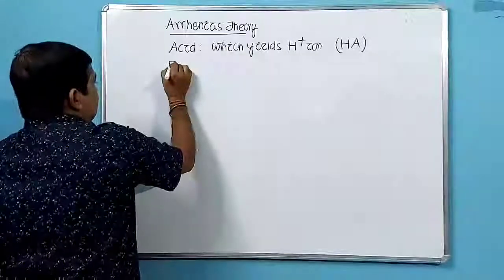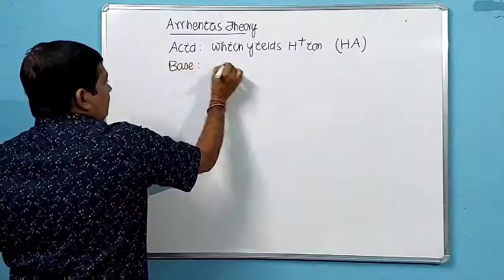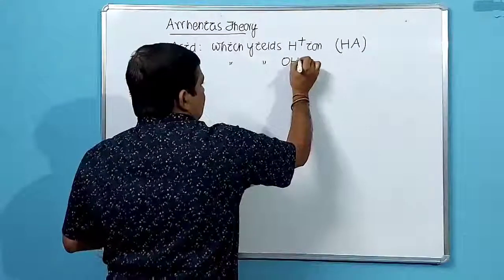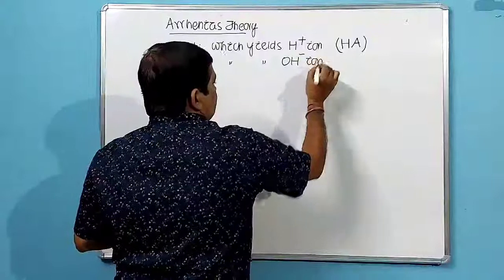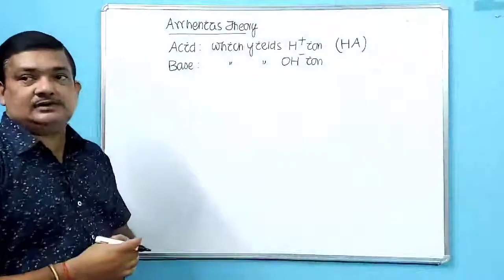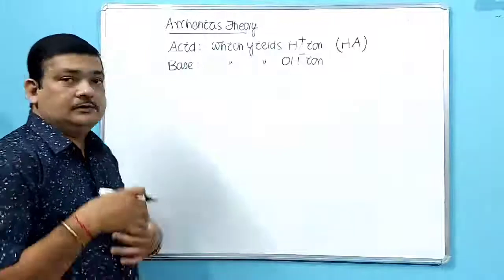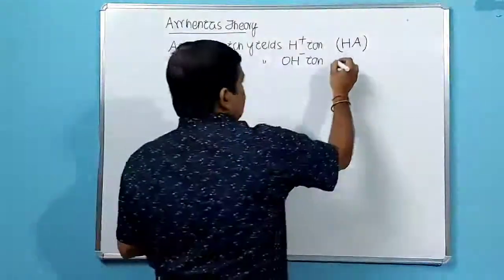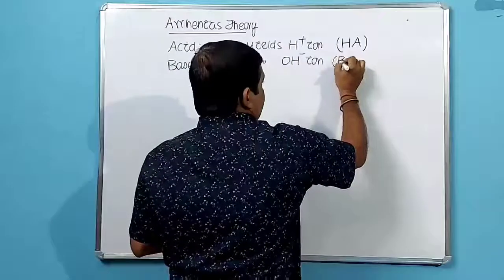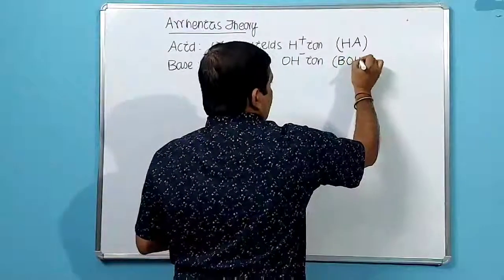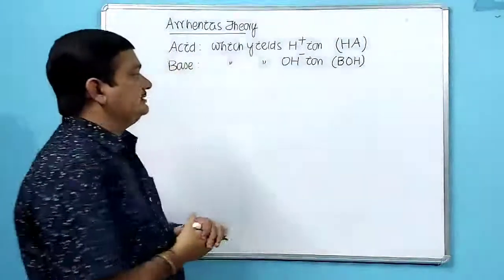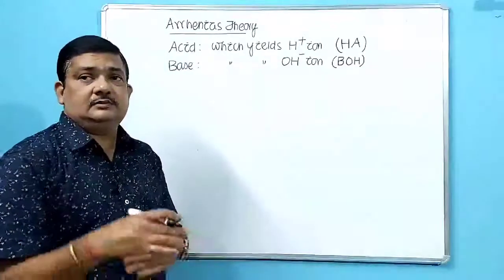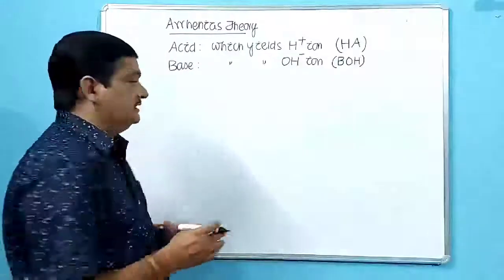Similarly, what is a base? A base yields hydroxyl ion, OH minus, in aqueous medium. So any substance which yields hydroxyl ion in aqueous medium is a base, and which yields H plus ion in aqueous medium is an acid. Okay. So how to write the base? B for base, and it releases OH. So normally we express a base as BOH. Suppose we add acid and base, that is called a neutralization reaction.